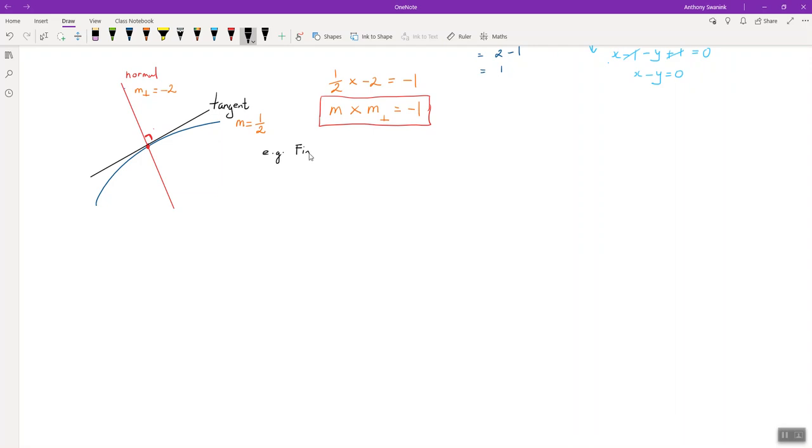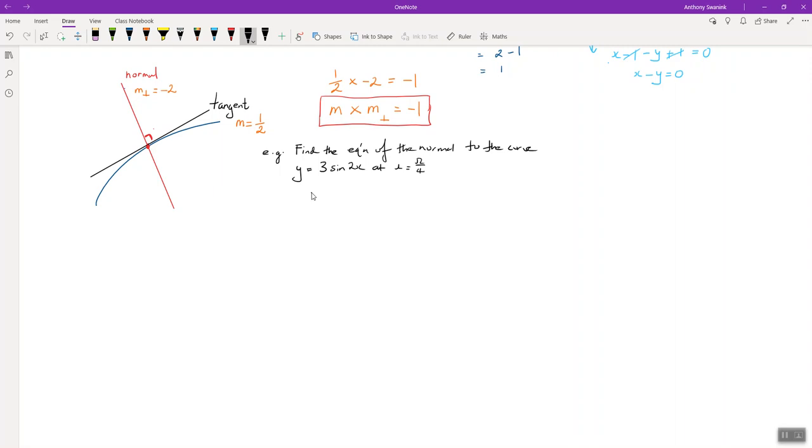So find the equation of the normal to the curve y equals 3 sine 2x at x equals pi over 4, a fraction of pi. Right, so what's the key steps here again?